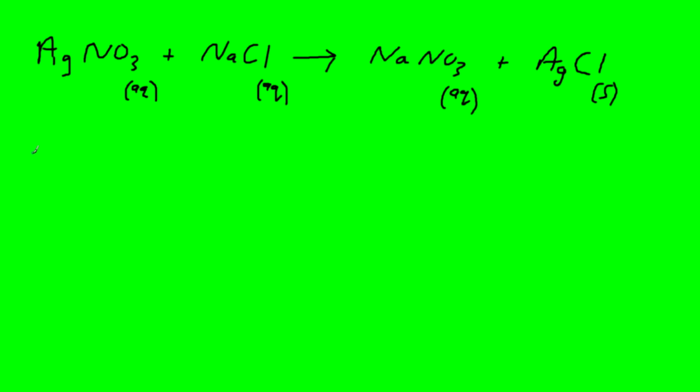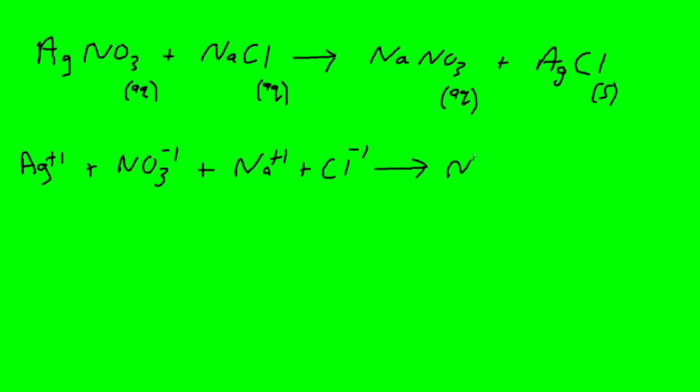We have to split up everything that's aqueous into their ions. This silver is a +1. Nitrates are a -1. Look on your formula sheet. Sodiums are +1 because they're in group 1. Chlorines are -1 because they're in group 17. We're going to split up this sodium nitrate here because it's aqueous. And we're going to leave the silver chloride just the way it is because it's a solid.